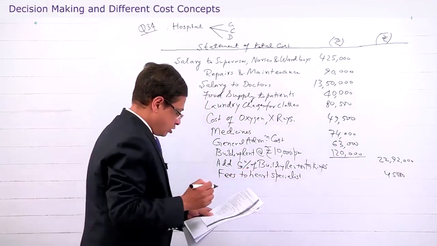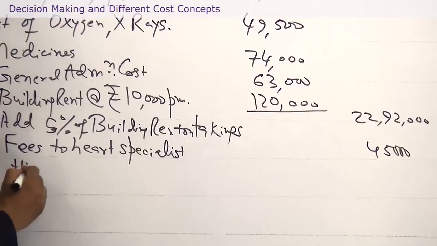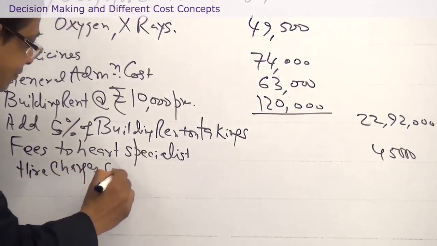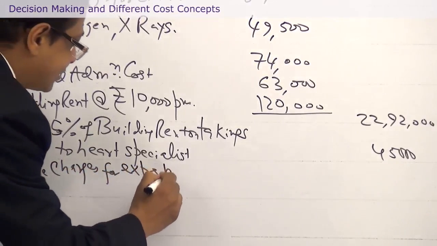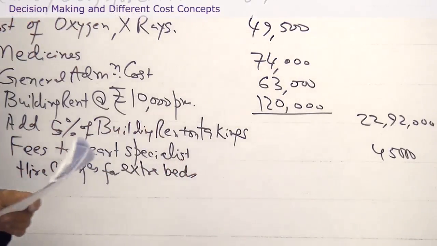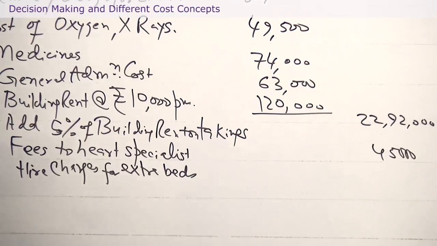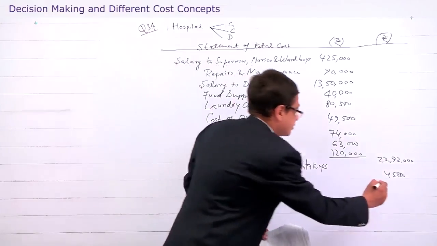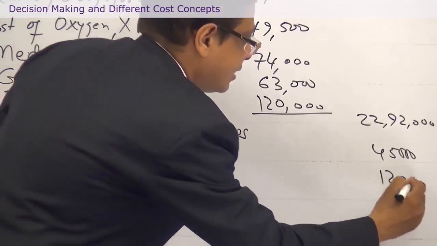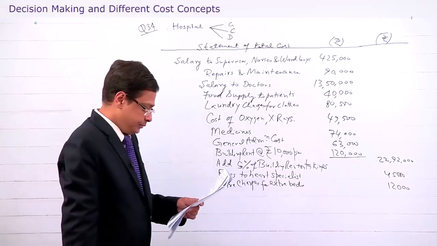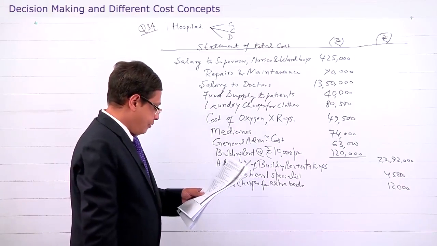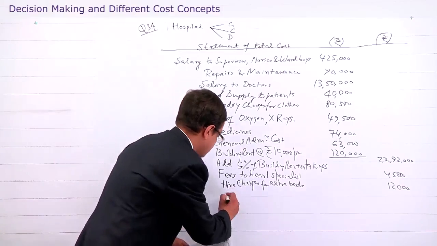Also you have to take extra beds, higher charges for extra beds. You have to cover that in rupees 12,000 as provided in the question. So we reach a point of total cost.